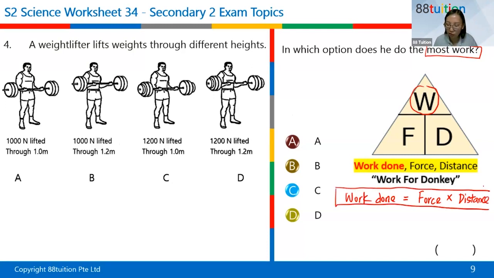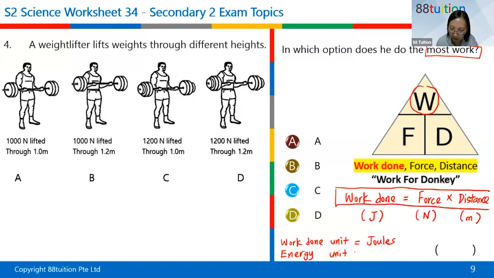All right, so you apply this formula. However, you have to make sure that the force is in the unit of Newton, distance is in the unit of meter, and work done will be in joules. Work done has the same unit as energy. So in other words, maybe I'll write it here for you. Work done, the unit is joules. However, energy unit is also joules. Just take note of that.